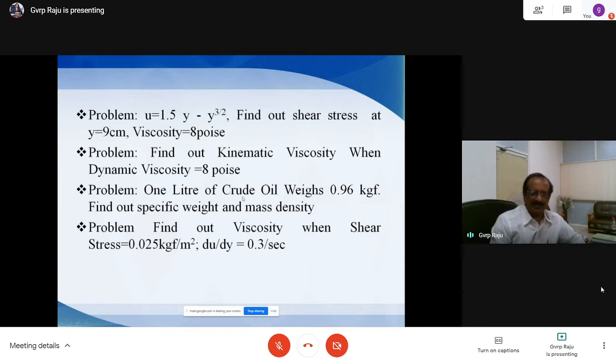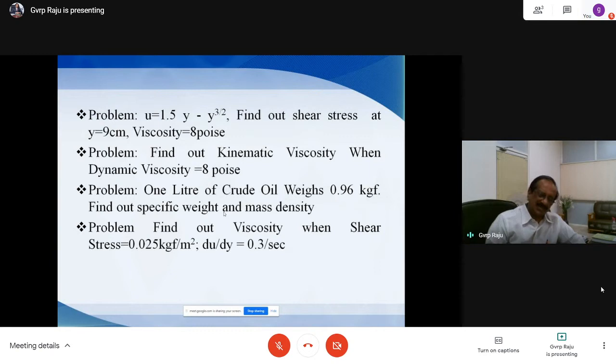And for mass density, we have a relation between mass density and specific weight. Mass density is equal to specific weight by acceleration due to gravity. Acceleration due to gravity is 9.81 meters per second square. So now the mass density is 960, the specific weight, divided by 9.81, the acceleration due to gravity. So the total is 97.85 metric slugs per meter cube.